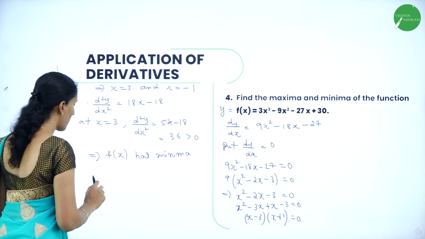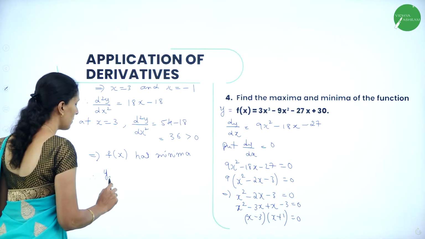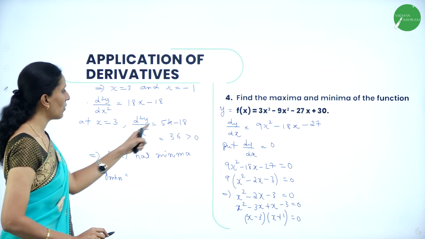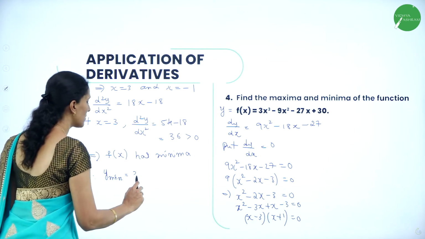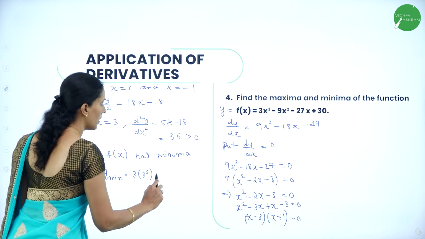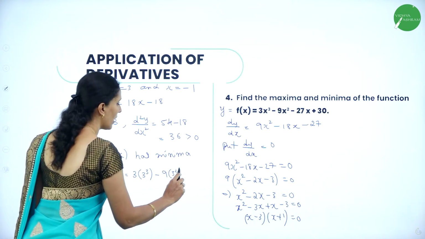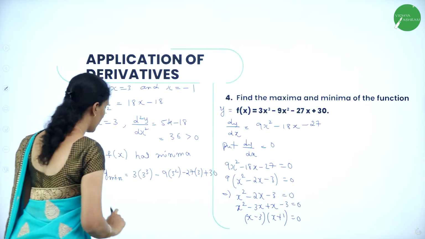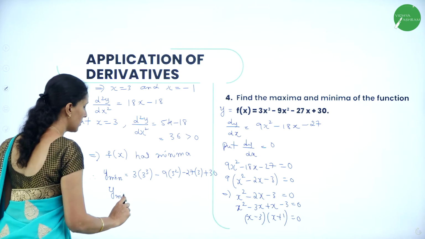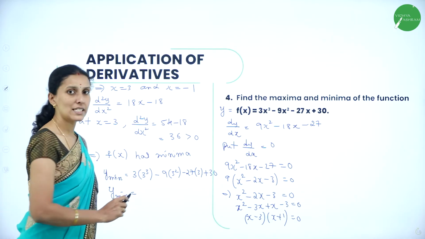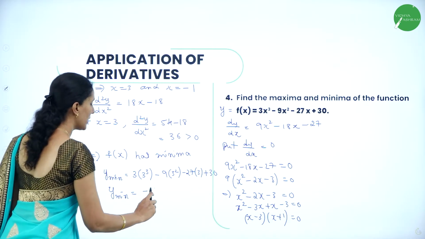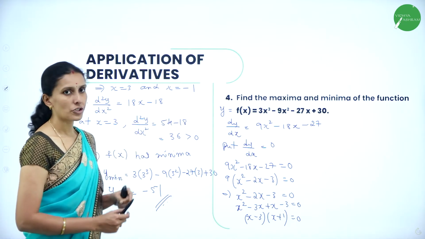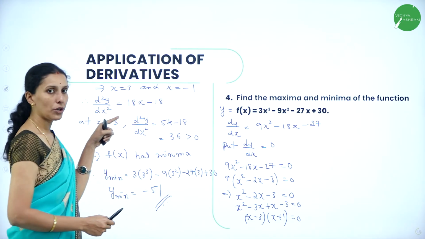So therefore, y minimum is equal to, substitute the value of x is equal to 3 at y, it becomes 3 into 3 cube minus 9 into 3 square minus 27 into 3 plus 30. So y minimum is equal to, solving this, we get the value as minus 51. So this is the minimum value of the given function at the point x is equal to 3.